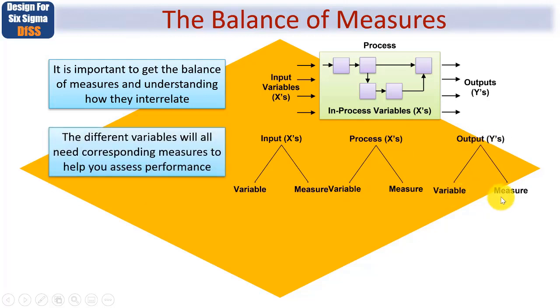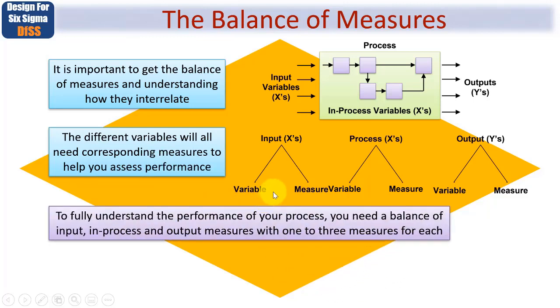So the different variables will all need corresponding measures, as I'm showing here, to help you assess the performance. And therefore, to fully understand the performance of your process, you will need a balance of these input, in-process and output measures with between 1 to 3 measures for each of these. That's the input X's, the process X's, and the output Y's.